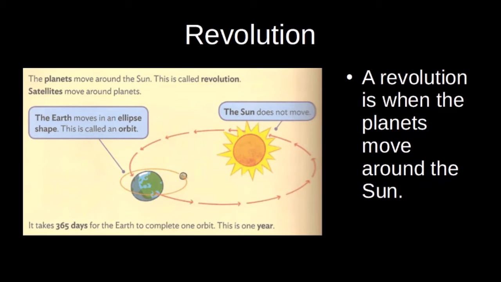We're going to look at a revolution. So it's when the planets move around the sun. So all 8 of those planets move around the sun. And for Earth, it takes 365 days to complete one orbit. So for it to go around the sun once. So 365 days is 1 year.